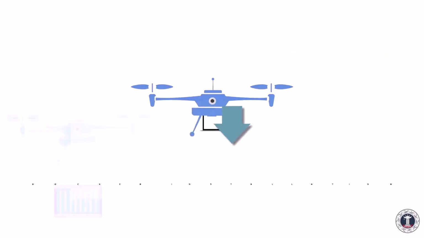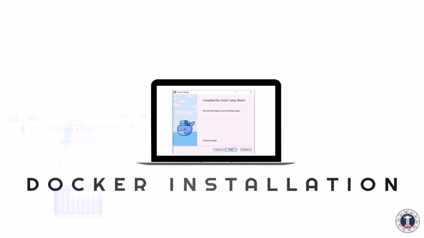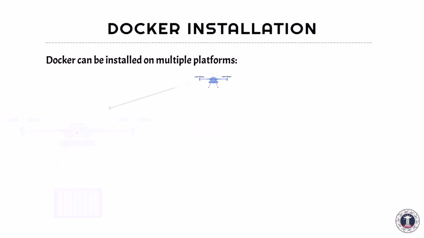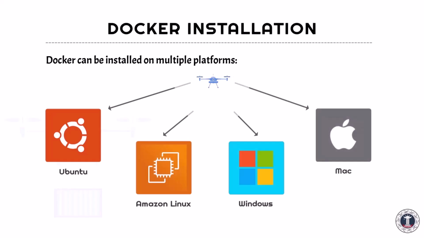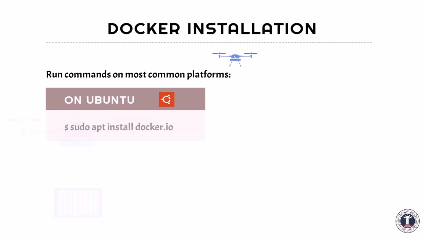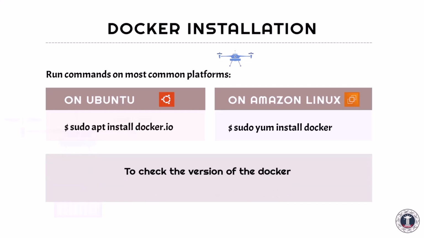Let's see the commands for installation of Docker. Following this, we will help you with the installation of Docker in a simplified way. Docker can be installed on multiple platforms such as Ubuntu, Amazon Linux, Windows, and Mac. Please view the run commands on the most common platforms such as Ubuntu and Amazon Linux. To check the Docker version, run the command docker version on both platforms.